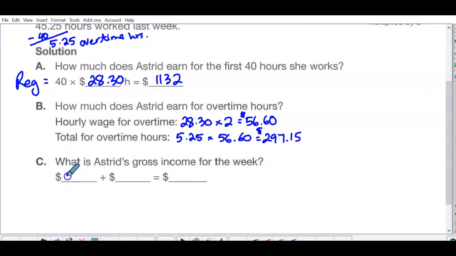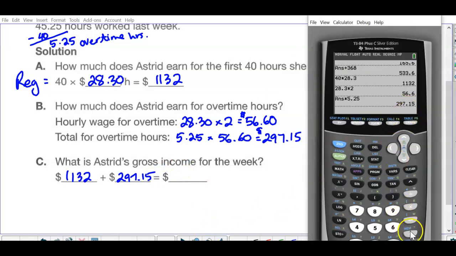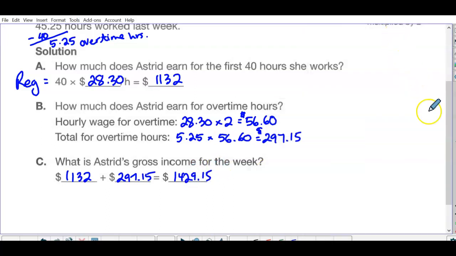And we add them together. Oh, sorry, adding the wrong things there. The regular pay is $1,132, and then the overtime pay, I have the overtime pay already in the calculator. Add 1,132 and get $1,429.15. Okay, for the week.